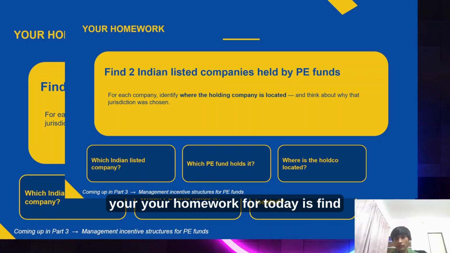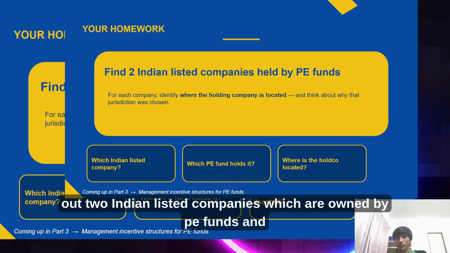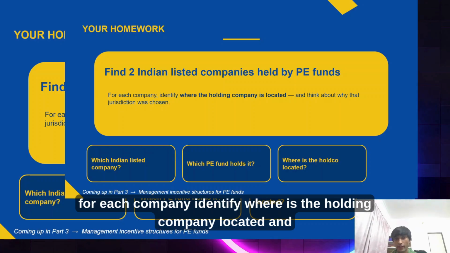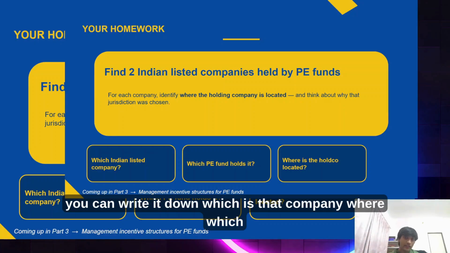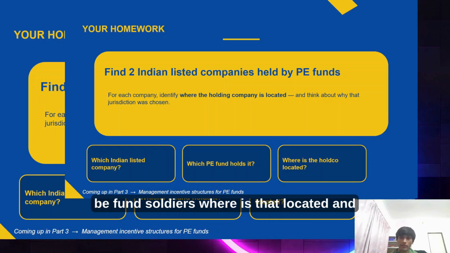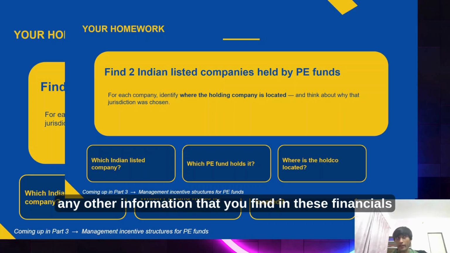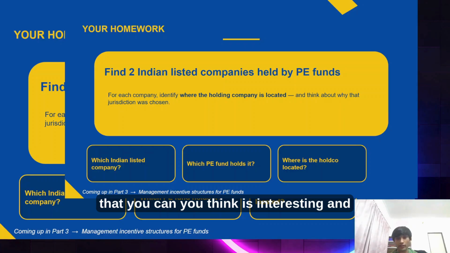Now your homework for today is find out 2 Indian listed companies which are owned by PE funds, and for each company identify where is the holding company located, and think about why that jurisdiction is chosen, and you can write it down which is that company, which PE funds hold it, where is it located, and any other information that you find in those financials that you think is interesting.